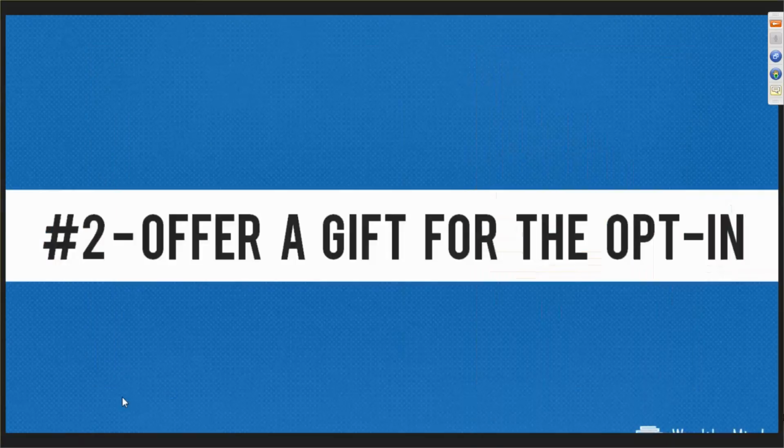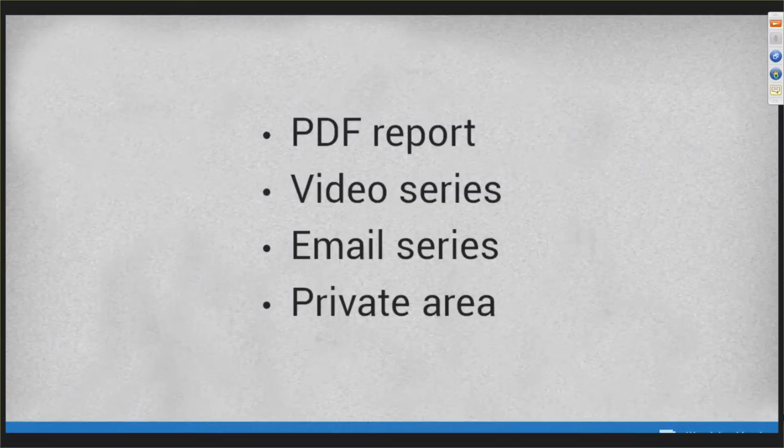Let's go to step number 2. You have to offer a gift to get people to opt in. There has to be something for them on the other side. You have to offer them something in exchange for their email, for their personal information. And I like to keep this simple, but you can go with PDF reports, video series, email series. You can even have a free membership or something for them if you want to raise the bar and take it to the next level.